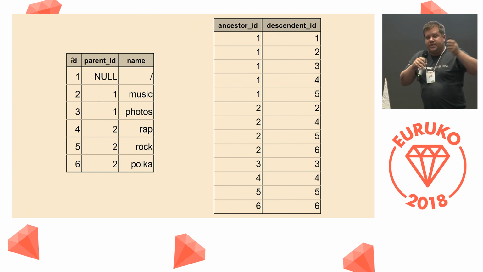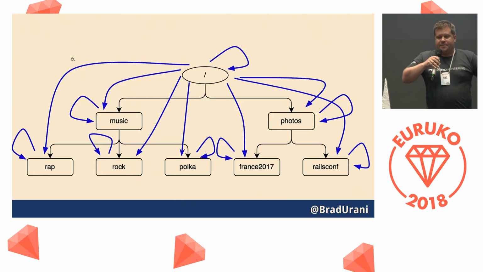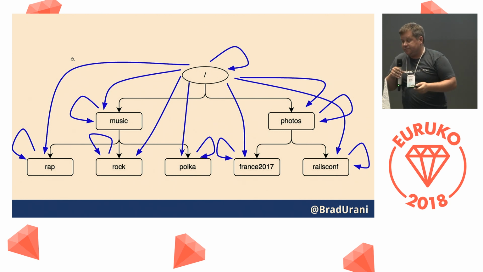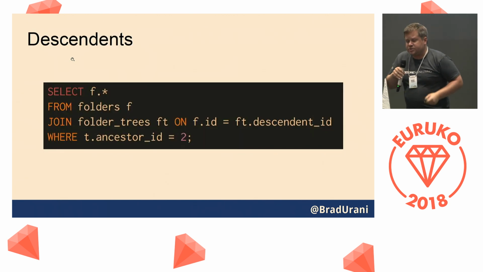So there's a row in this table for every relationship in our tree, which is why I mentioned conceptually this is what it looks like. Not only do we have from the top file, right, we've got a row from the root to photos, from the root to France 2017, from the root to RailsConf, and each one also has a reference to itself, which is important. So then it becomes very simple.